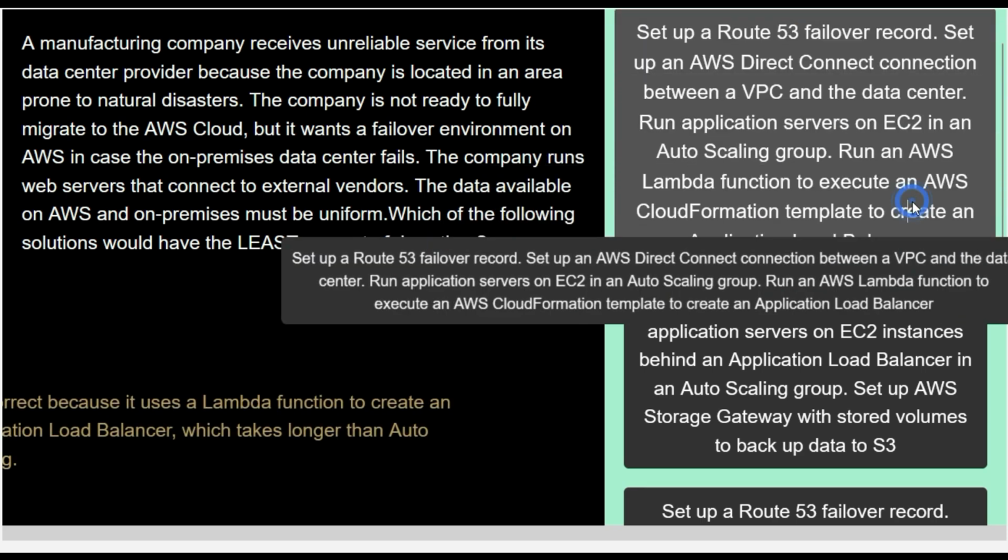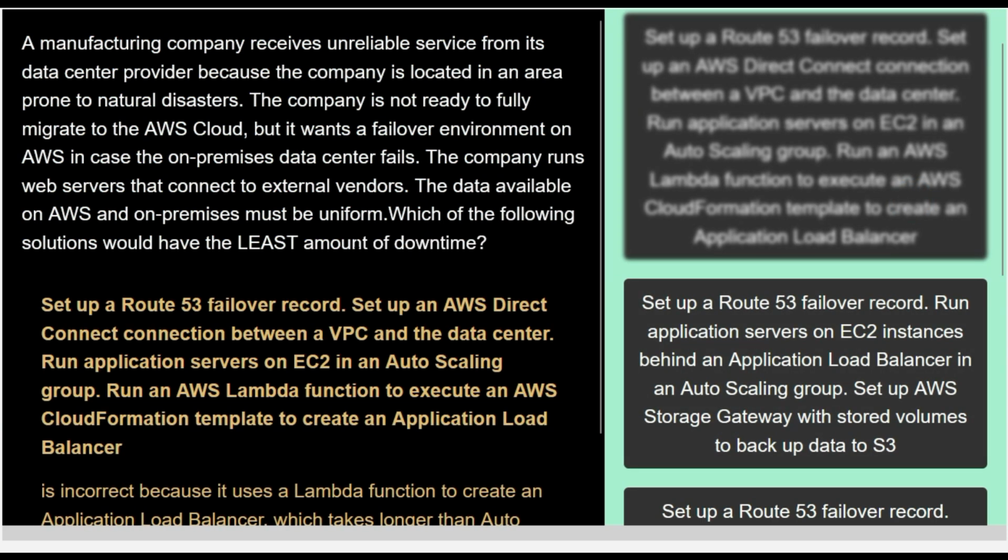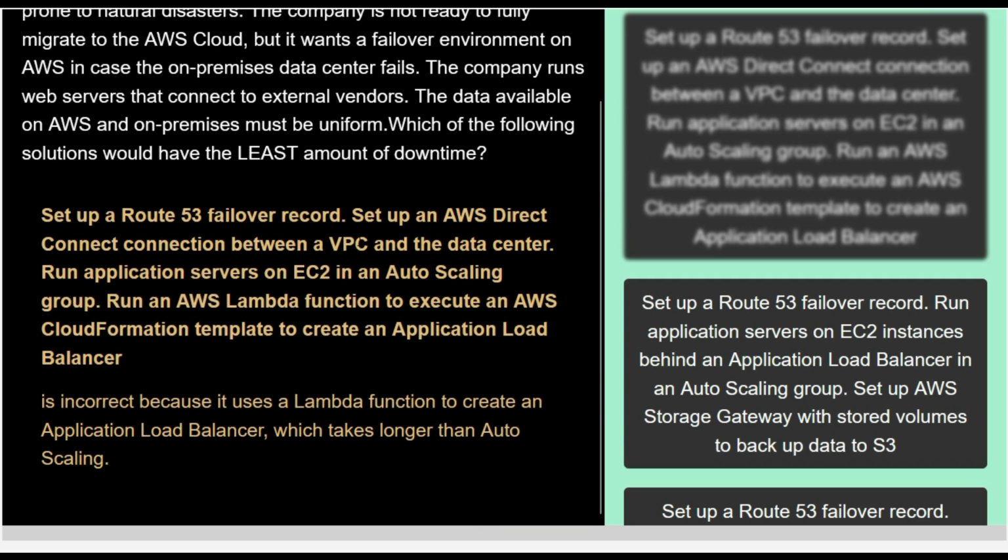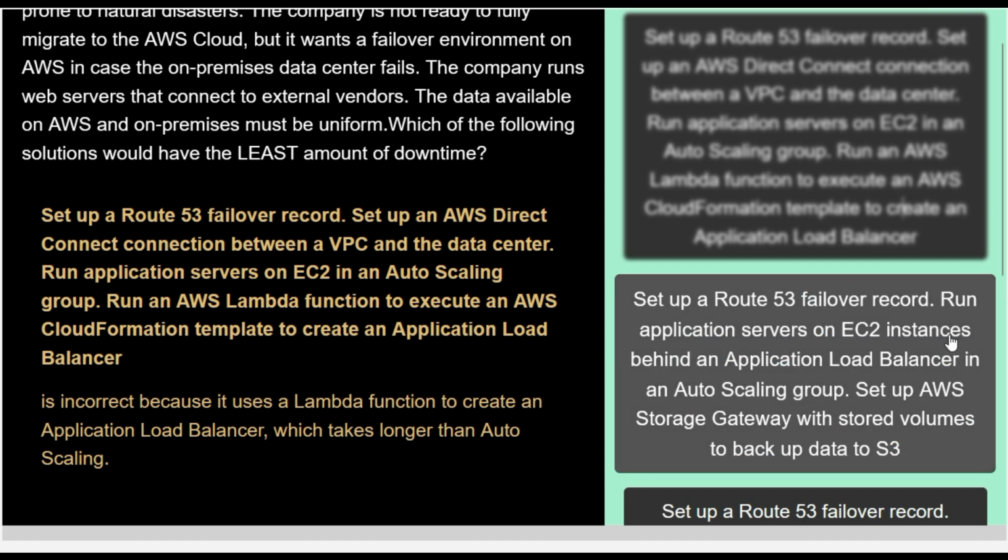This is your option 1. Set up a Route 53 failover record. Set up an AWS Direct Connect connection between a VPC and the data center. Run application servers on EC2 in an auto-scaling group. Run an AWS Lambda function to execute an AWS CloudFormation template to create an application load balancer. So this option is incorrect because it uses a Lambda function to create an application load balancer, which takes longer than auto scaling. Okay, so this option number 1 is incorrect.